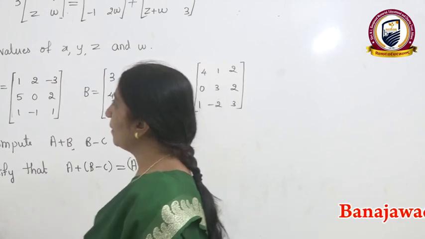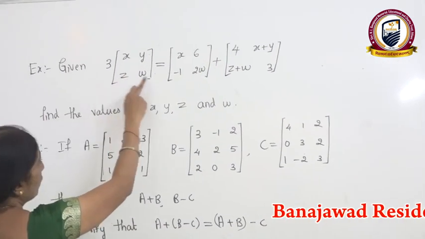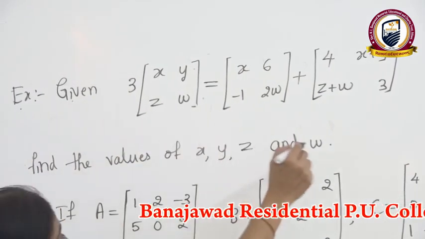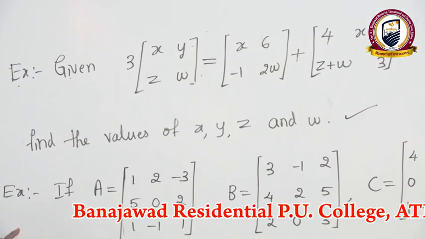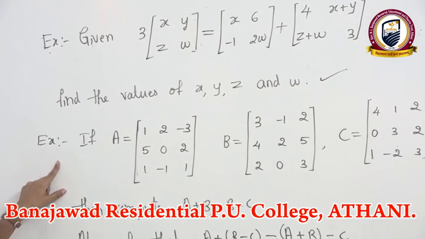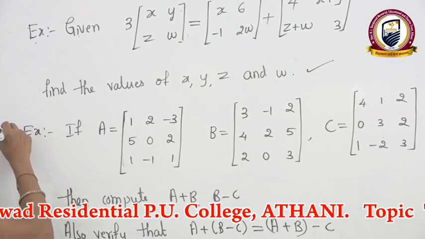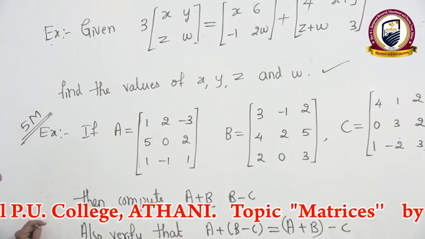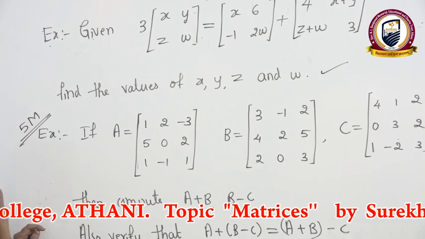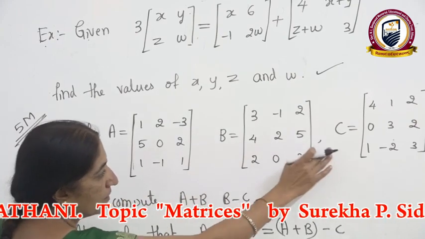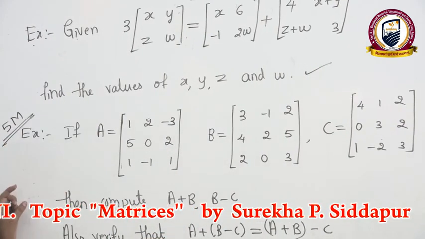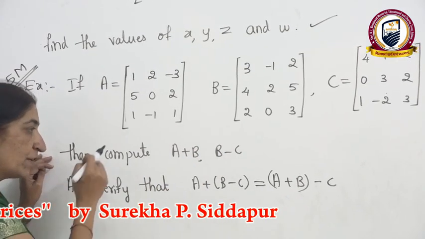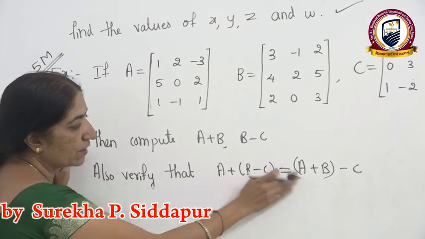In the next example, we already solved similar examples, so that's why I gave this as an assignment for the students. And see, students, the next is very important. In our theory paper, they can ask these types of questions for 5 marks in part D. So this is very important. Note that down. Here 3 matrices are given for you, and the question is, first we have to find A plus B, B minus C. After calculating that, we have to verify this condition.